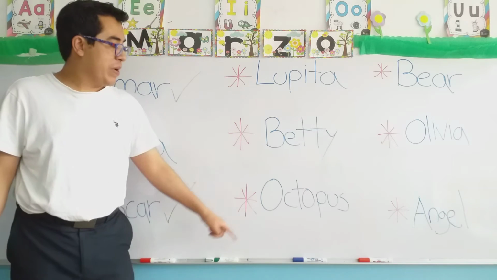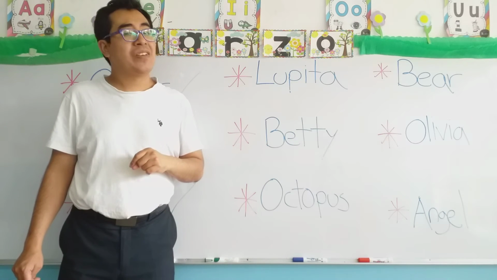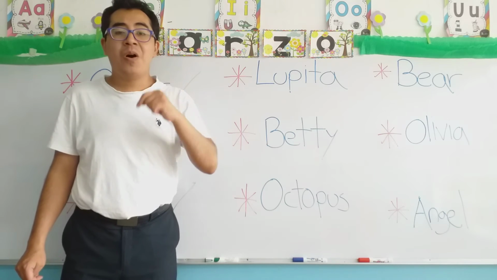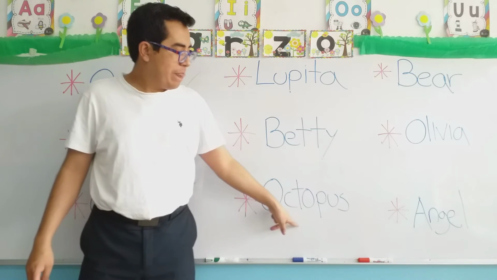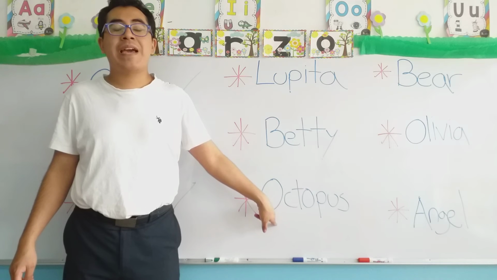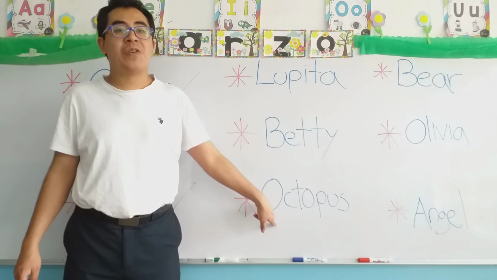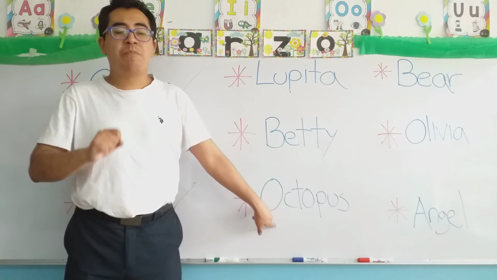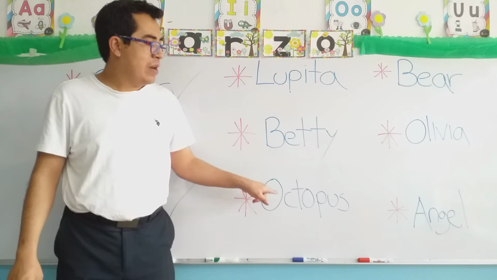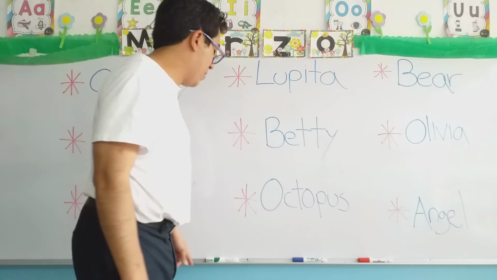Let's continue with octopus, the name of the animal. Yesterday we saw octopus. So, this name right here, does it have capital O? Yes, of course. We explained it yesterday that the name octopus has capital O. So, we mark it. Le ponemos palomita.